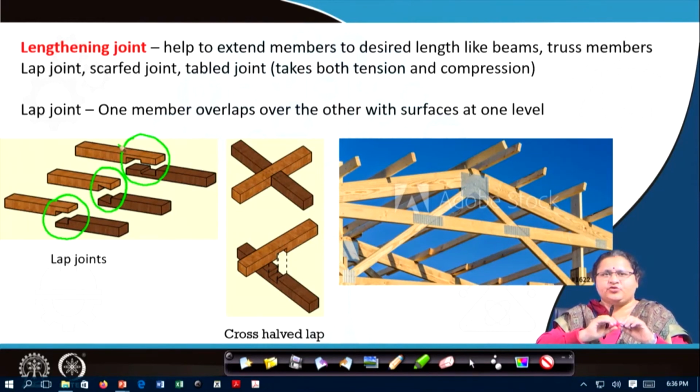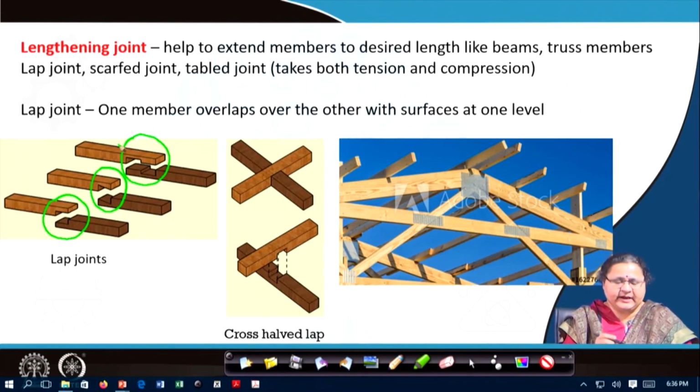So, here you may not strap it or you may not nail it, it will remain in its position, but even then you need to strengthen it or to strap it. So, this is called table joint. They can take both tension as well as compression and they help in joining.